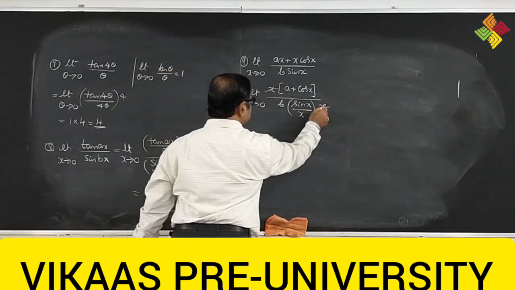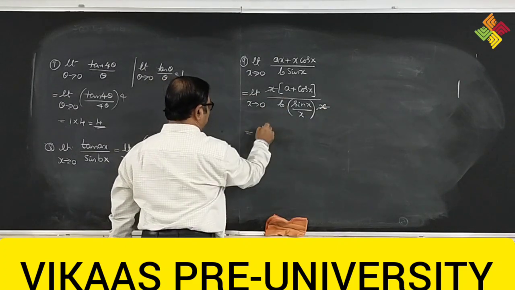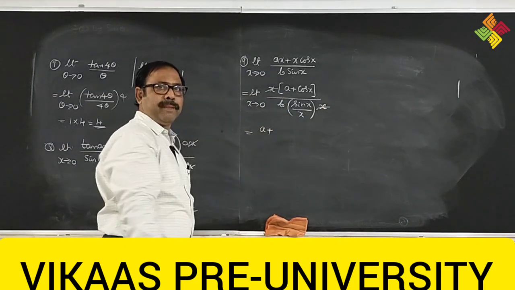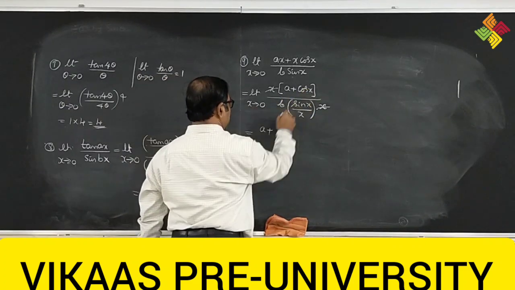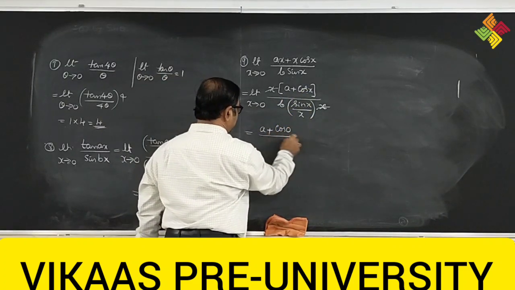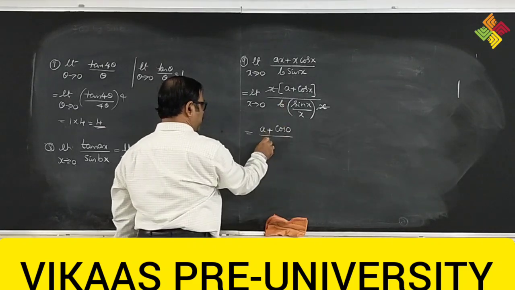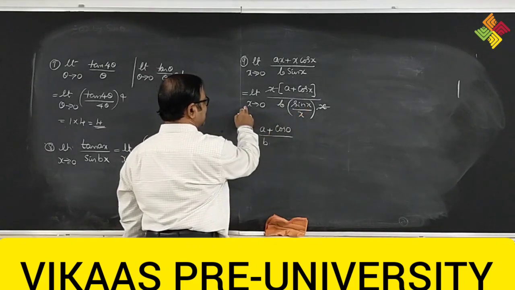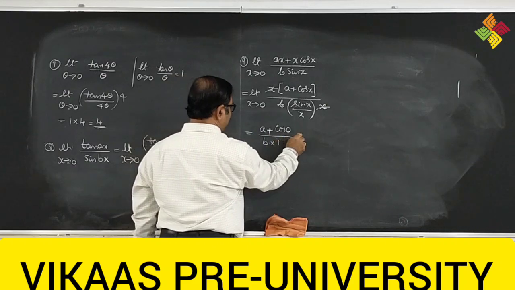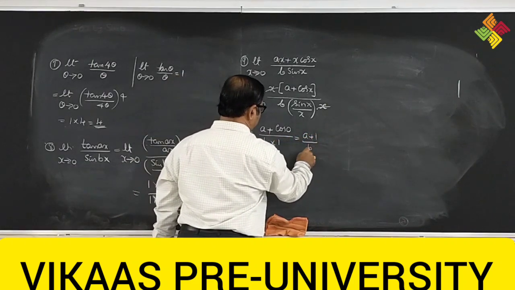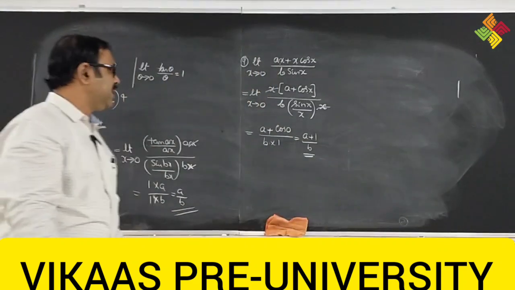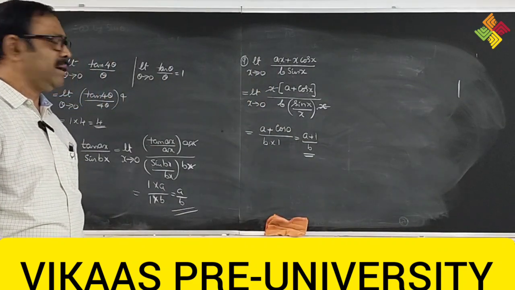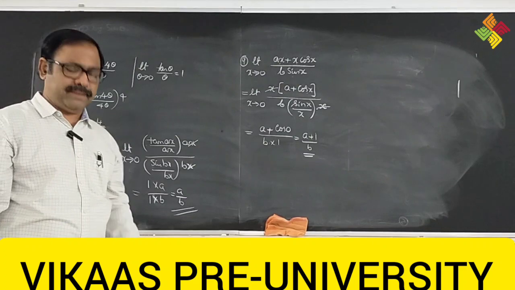Now cancel this x. What do you get after applying the limit? a plus cos x, where x tends to 0, so cos 0, divided by b into sin x by x, which tends to 1. So a plus 1 divided by b. The answer is (a + 1) divided by b. Follow the method.